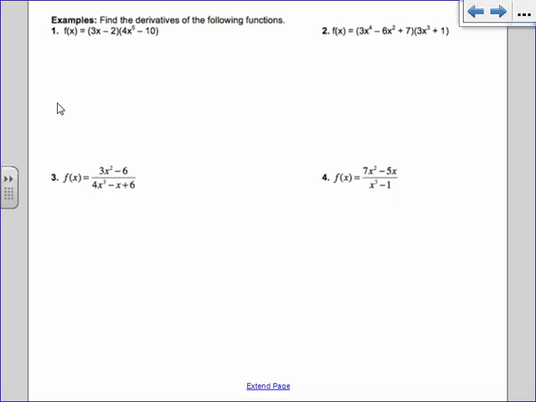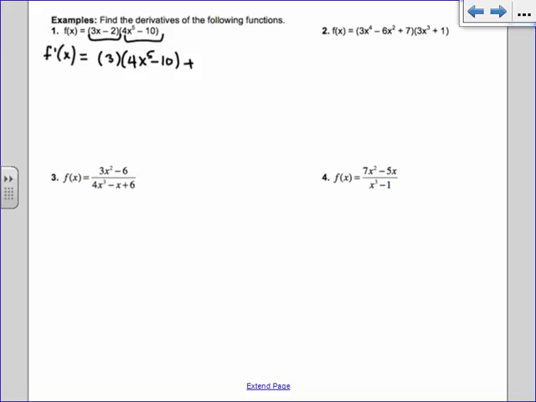So it says find the derivative of the following functions. If I have f of x equals 3x minus 2 times 4x to the fifth minus 10, we're going to try to use the product rule. I have one function times another function, set up so I can see my parentheses. I take the derivative of the first one. The derivative of 3x minus 2 is just 3. And then I keep the second one normal, so 4x to the fifth minus 10.